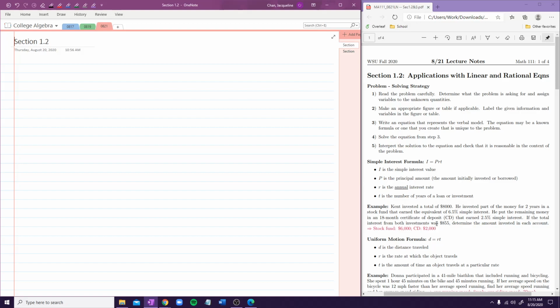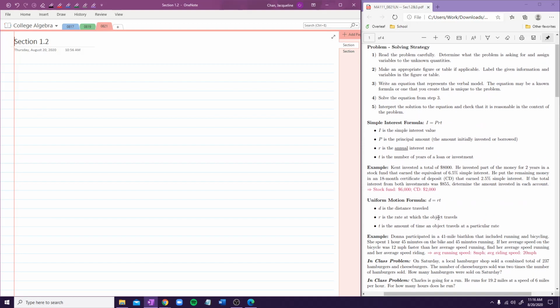So before we go through our example, I want to talk about this simple interest formula. I is equal to P times R times T. I is considered the simple interest value. P is the principal amount, so the amount initially invested or borrowed. R is the annual interest rate, and T is the number of years of a loan or investment. Right? So let's go look at our example.